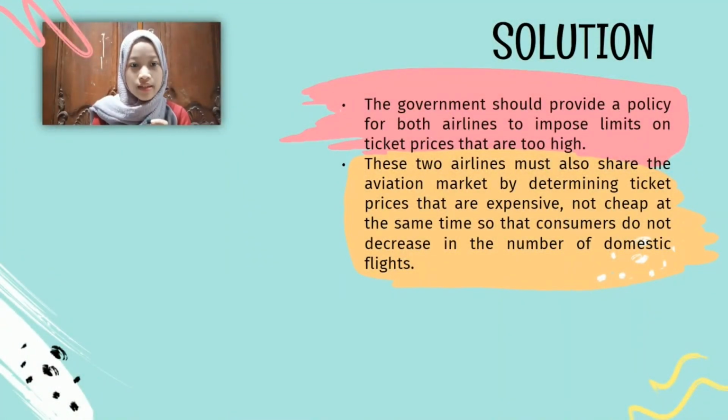In this case, the government should provide a policy for both airlines to impose limits on ticket prices that are too high. In addition, these two airlines must also share the aviation market by determining ticket prices that are expensive, not cheap at the same time, so that consumers do not decrease in the number of domestic flights.